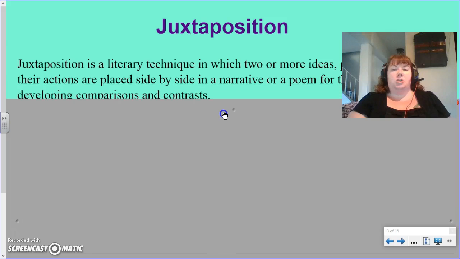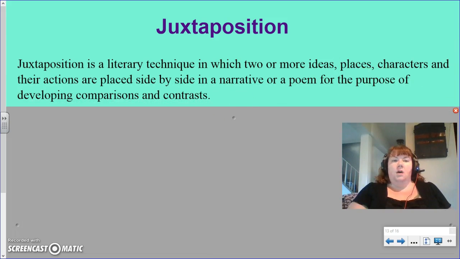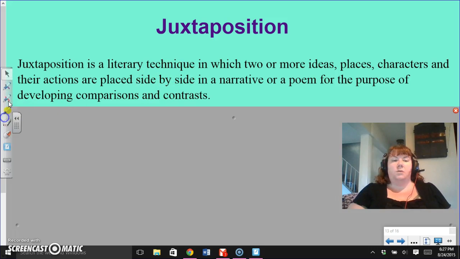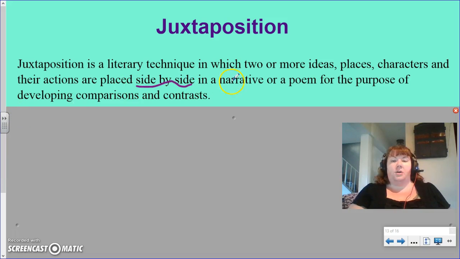Okay, so juxtaposition, I will move the camera for you, is a literary technique in which two or more ideas, places, characters, and their actions are placed side by side, making sure that you understand the importance of side by side. So they're next to each other in a narrative or poem for the purpose of developing comparisons and contrasts. This is to show the similarities and the differences between something, so they're juxtaposed, to give you the intention of one enhancing the other.